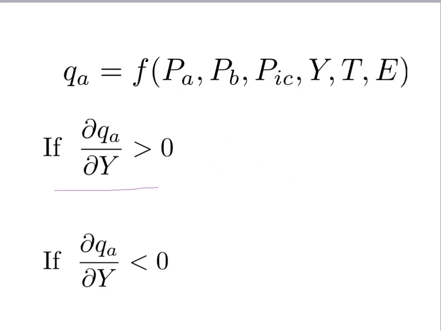The first partial derivative says that the quantity of apples rises when Jackie's income rises, so that apples are a normal good for Jackie. Income goes up, she'd like to buy more apples. Income goes down, she'd prefer to buy fewer apples. That's what this partial derivative being positive means.